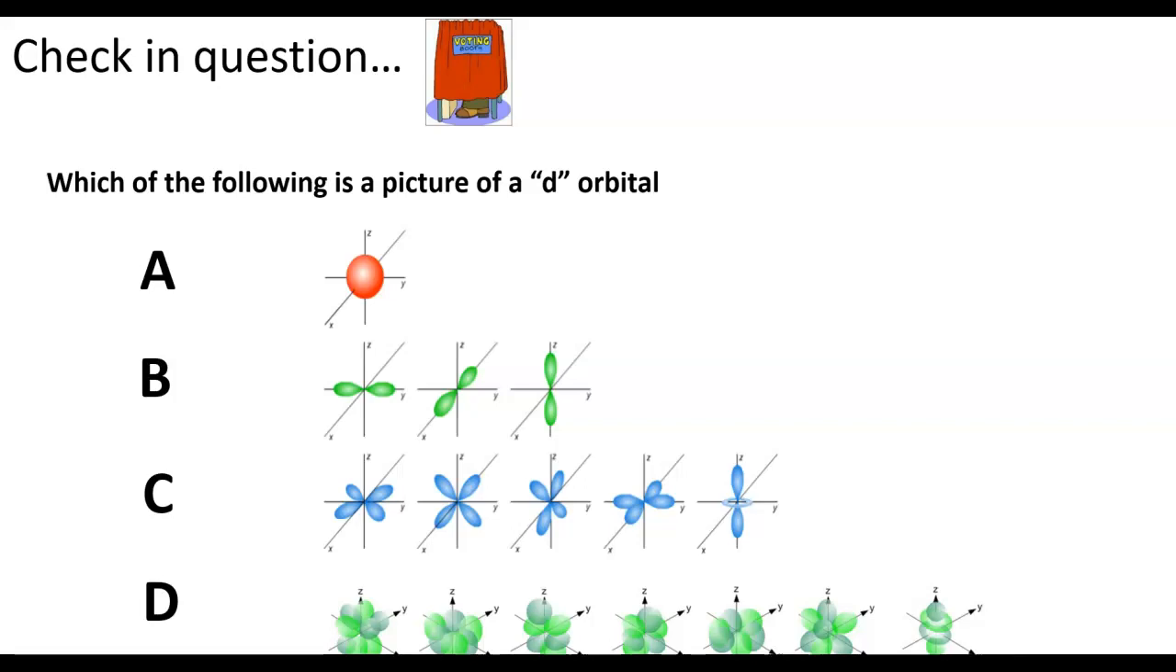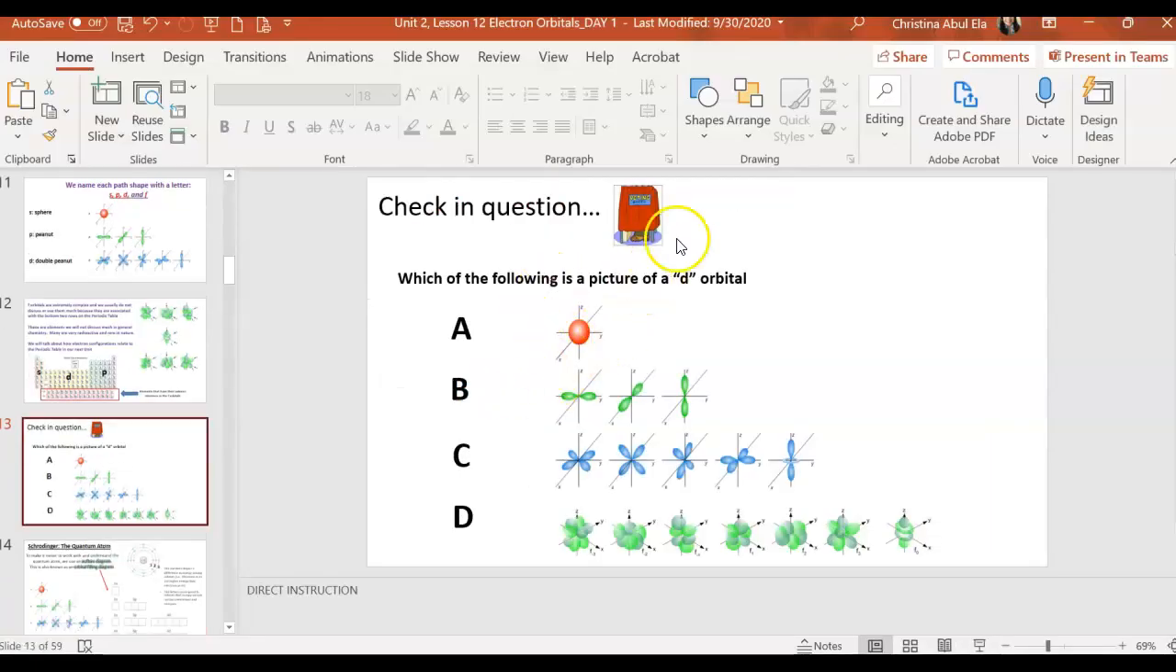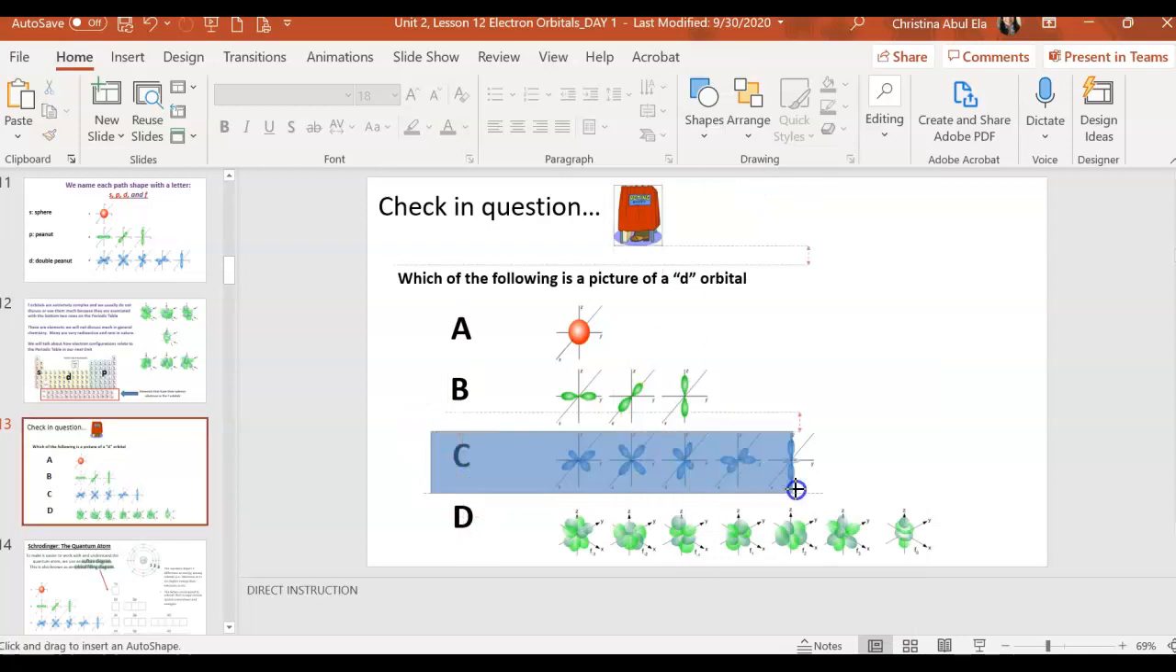So this would be your first question. I'm going to just pause as I read them and then give you the answers. Which of the following is a picture of a d orbital? Right, so I use D for double peanut. And in this case, that would be the blue ones, letter C. I could just box it for you. So the answer is letter C.